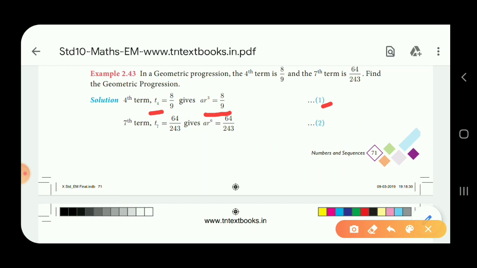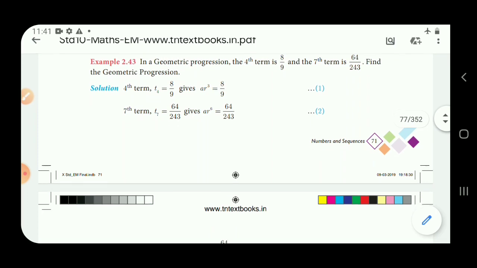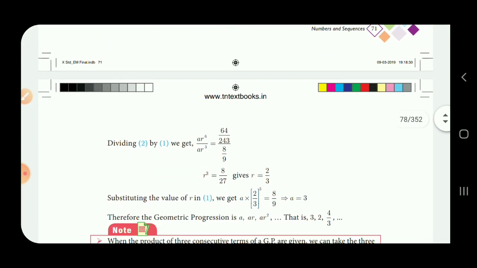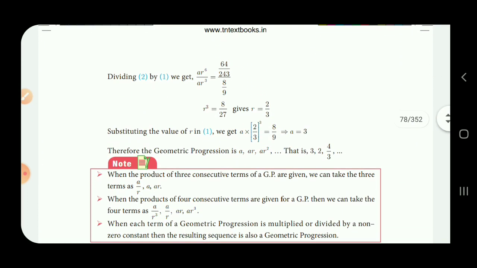Similarly, the seventh term, T7, is given as 64 by 243. This T7 can use ar power 6, n for 7 minus 1, so 6. Use the Tn formula of GP. This also you can get as 64 by 243. This is equation number 2. Now these two equations we can solve, and we can get the required result and find the GP.